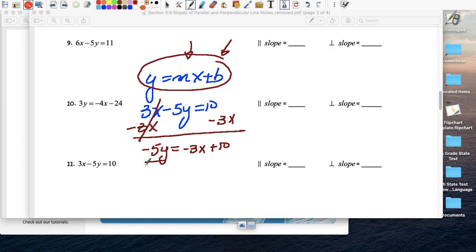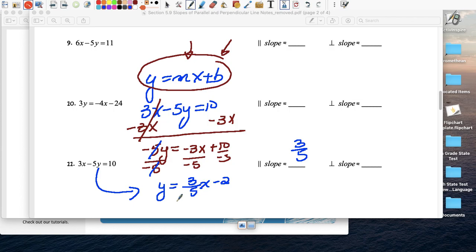I'm almost there. Let me divide this by negative 5, and I'm going to divide everybody on the other side by negative 5 as well. Negative 5 divided by negative 5 is 1. I'm left with y. Negative divided by negative is positive, so let's just rewrite that as 3/5 of x. And then 10 positive divided by 5 negative is just minus 2. Now this becomes this, and I can answer my two questions. So a line that's parallel to this will share the same slope, which is going to be 3/5. A line that's perpendicular to this line will have the negative reciprocal, or negative 5 over 3. That will be the slope of a line that's perpendicular to the one we just did.